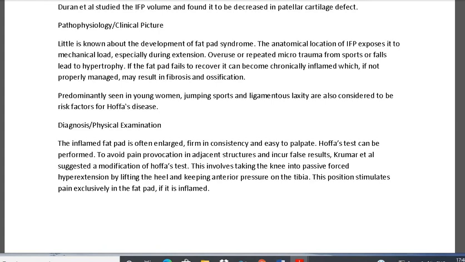Predominantly, it is seen in young women. Jumping, sports activities, and ligamentous laxity are also considered to be risk factors for Hoffa's disease.